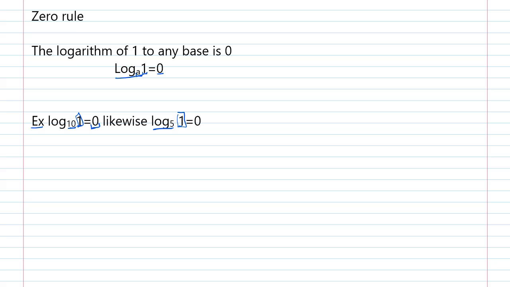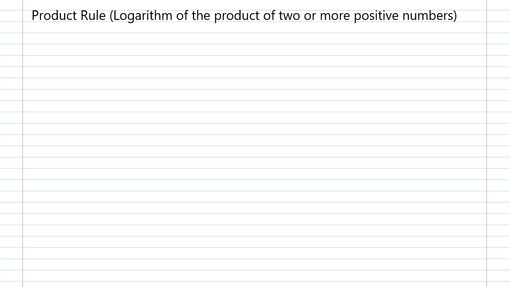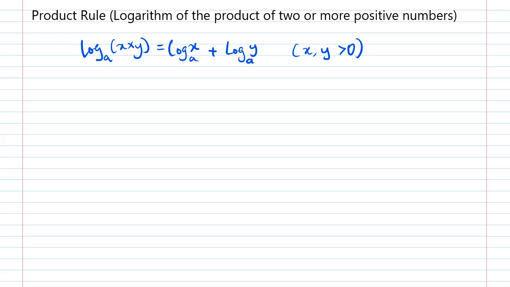The third rule that we have is the product rule. And the product rule is the product of two or more positive numbers. So if you are given log to the base of a, x multiplied by y, equals log of x base a plus log of y base a. This is known as the product rule, given that x and y are greater than 0. So that's why we said positive numbers.